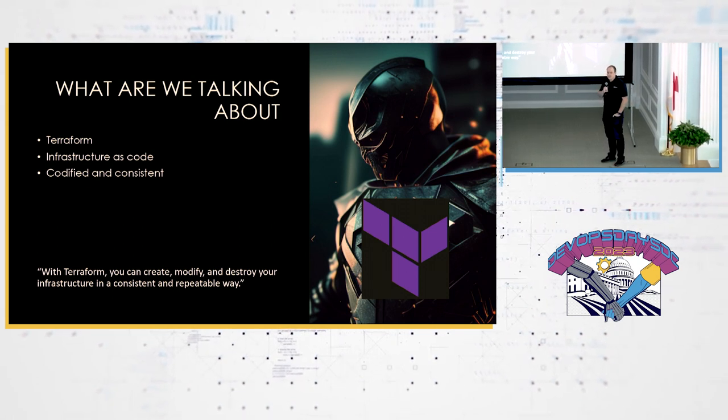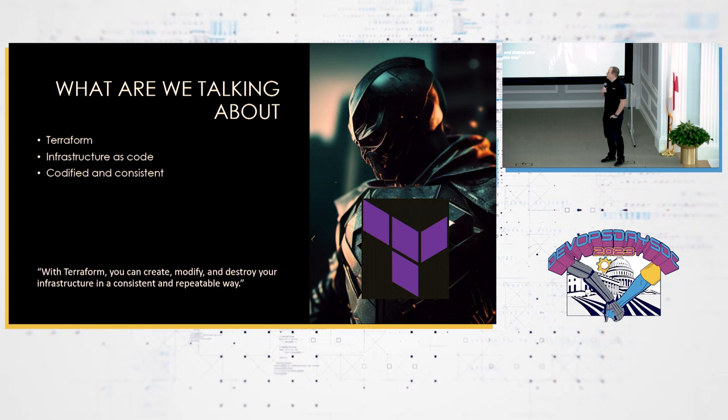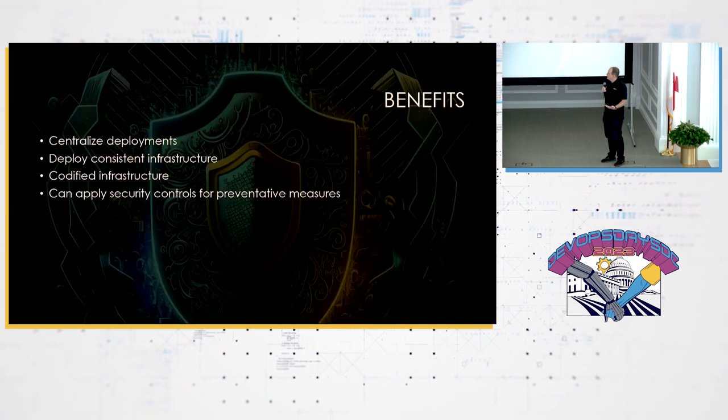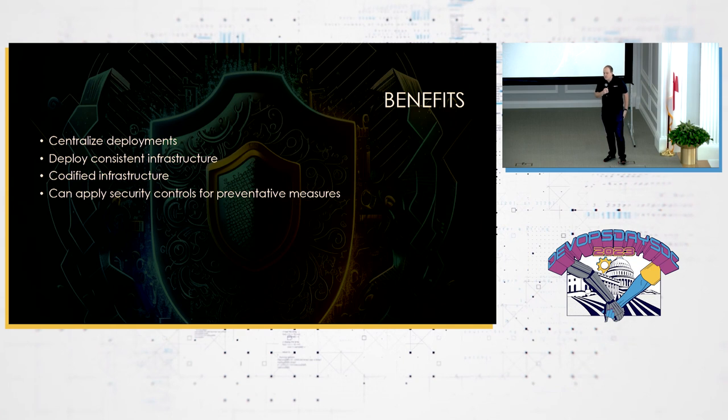Everyone here is probably familiar with Terraform in some form or another. Infrastructure as code: you write code, it creates infrastructure or customizes things. It can be more than just cloud operational things. What are the benefits? It centralizes deployments, that's a big thing. We can move away from click ops. You can deploy consistent infrastructure. It's not "test 1, 2, 3" as your EC2 name, things like that.